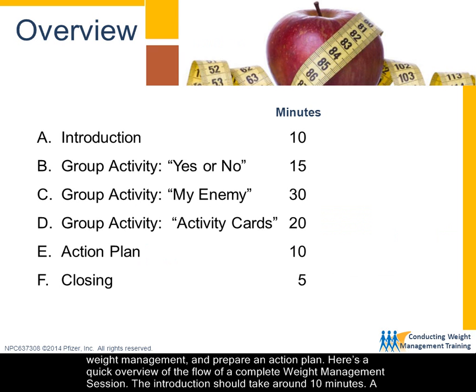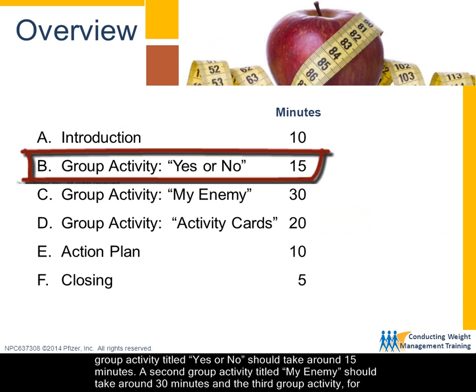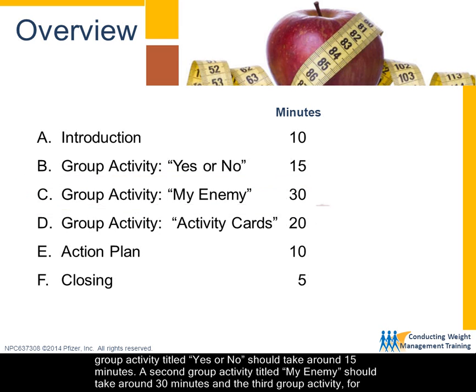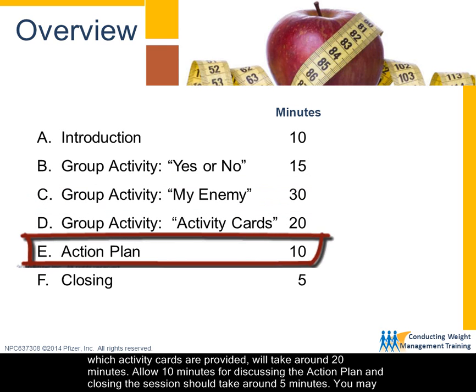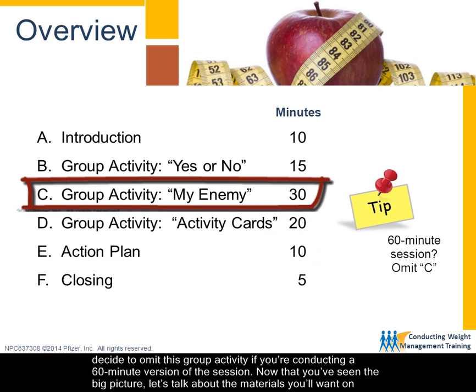Here's a quick overview of the flow of a complete weight management session. The introduction should take around 10 minutes. A group activity titled Yes or No should take around 15 minutes. A second group activity titled My Enemy should take around 30 minutes, and the third group activity, for which activity cards are provided, will take around 20 minutes. Allow 10 minutes for discussing the action plan, and closing the session should take around 5 minutes. You may decide to omit this group activity if you're conducting a 60-minute version of the session.